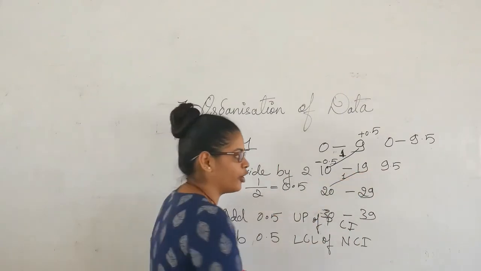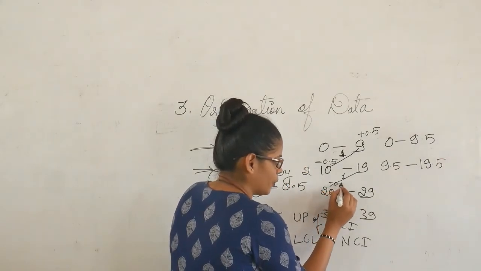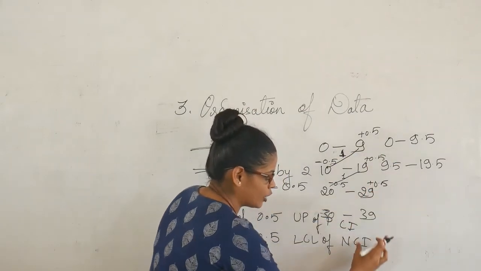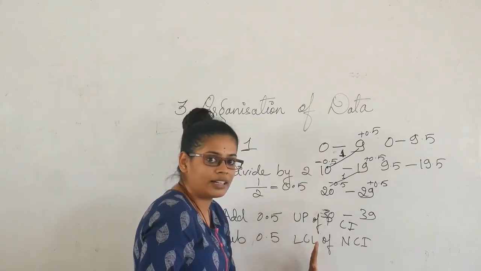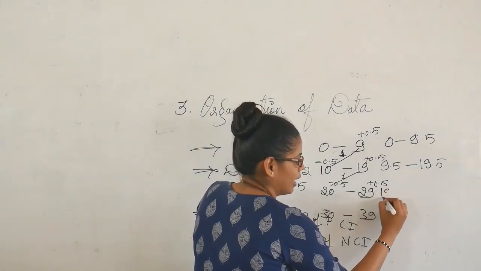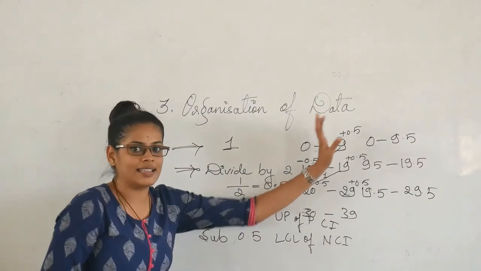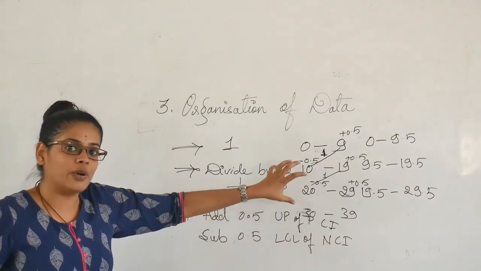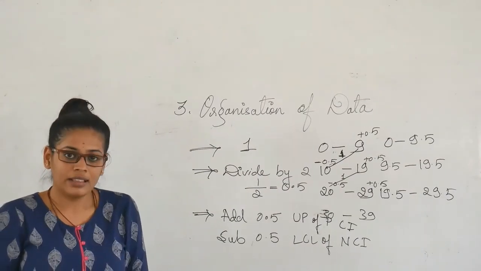The same rule applies for everything. So it becomes 19.5 here, and if you deduct 0.5 here and add 0.5 there, you go on adding 0.5 to the upper class limit and deducting 0.5 from the lower class limit. So here it becomes again 19.5 to 29.5. This is how we adjust the inclusive class intervals when we don't have continuity between the class intervals. I hope you have understood this.